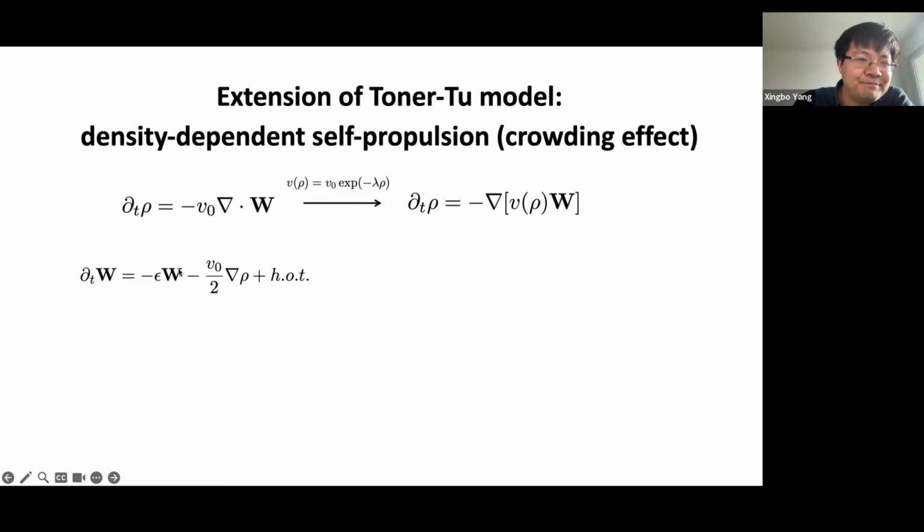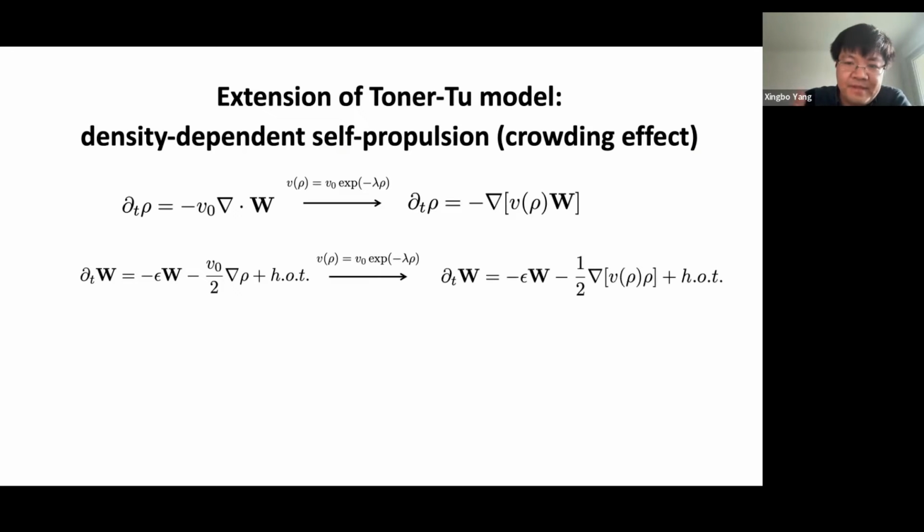Here I'm going to make it even simpler by not considering alignment anymore. I just set alignment to 0, and now you're dominated by the noise terms. In that case, the polarity is a very fast variable that relaxes very quickly to 0, because you don't have alignment, you only have noise. But before I do that, I also want to introduce the density-dependent velocity.